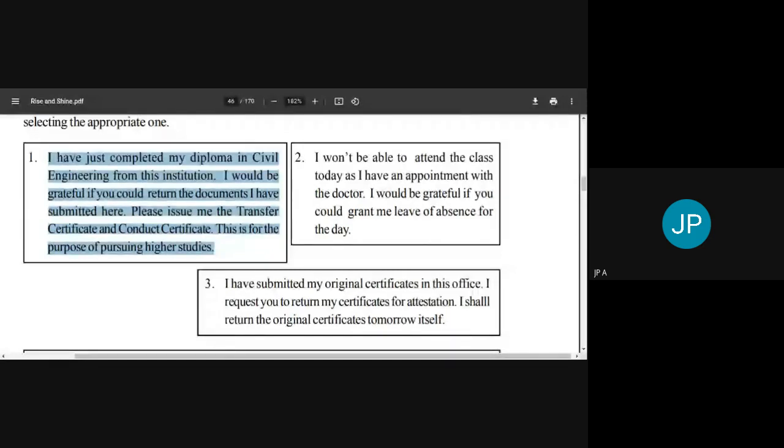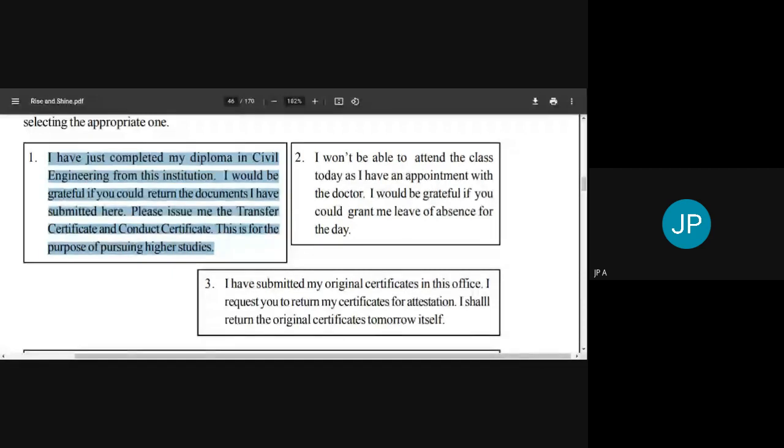It is a request for the transfer certificate and conduct certificate. You can use the short forms, but when you use short forms, it should be written in capital letters. That is, TC should be capital. Conduct certificate, CC, both Cs should be capital. So you can also write short forms in the subject.